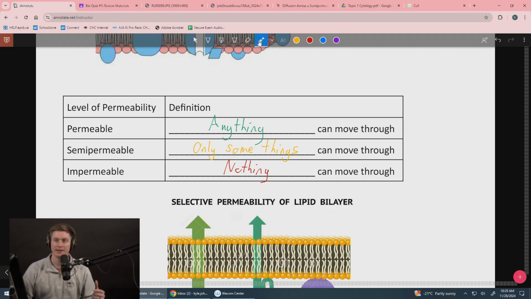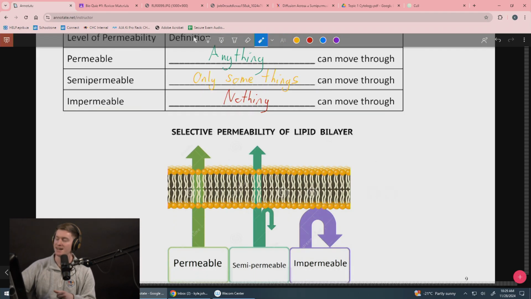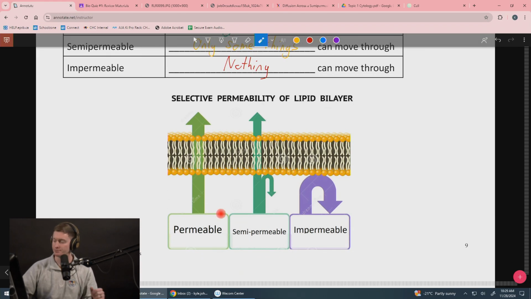The phospholipid bilayer is semi-permeable, which means that it is permeable to some things and impermeable to other things. Here is a diagram of what that looks like. Some things can cross the bilayer. Some things cannot cross the bilayer. That means that overall the bilayer is semi-permeable. This is what the bilayer is like. Some things can cross, some other things can't cross.